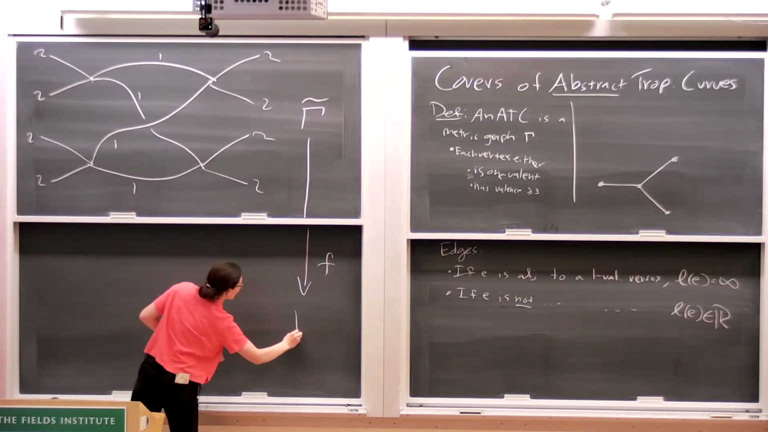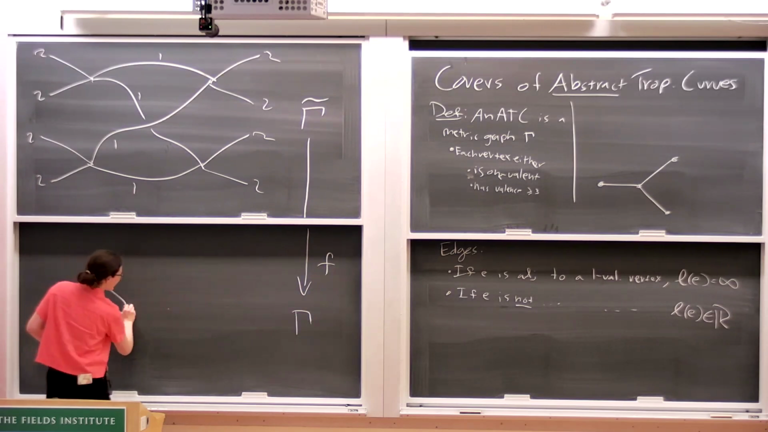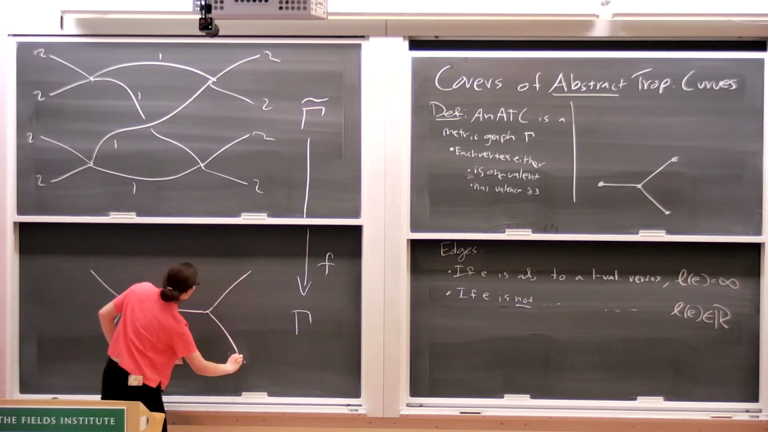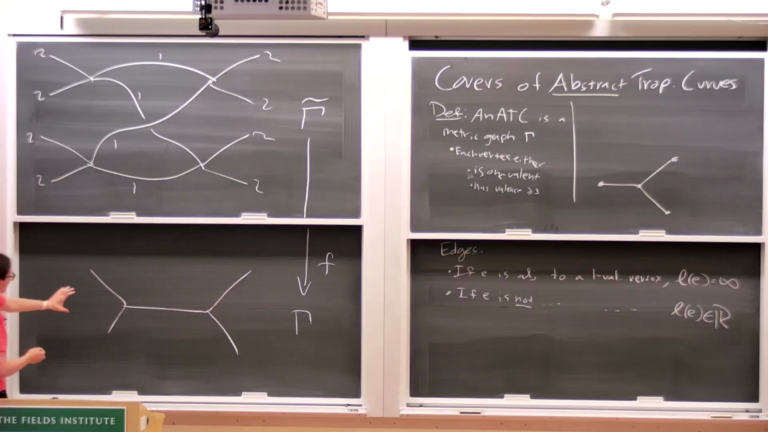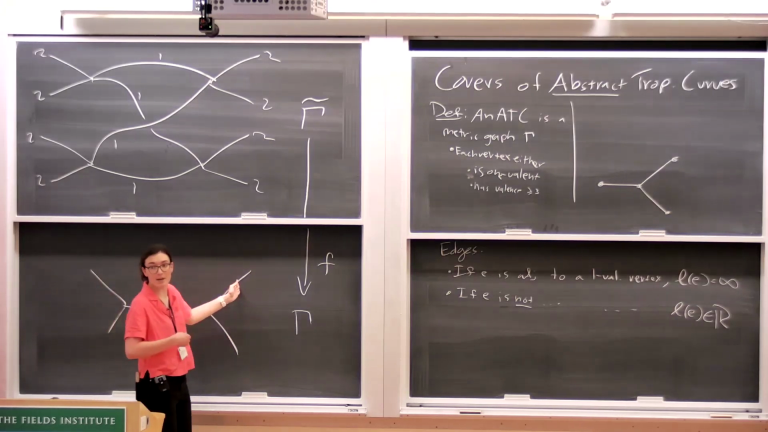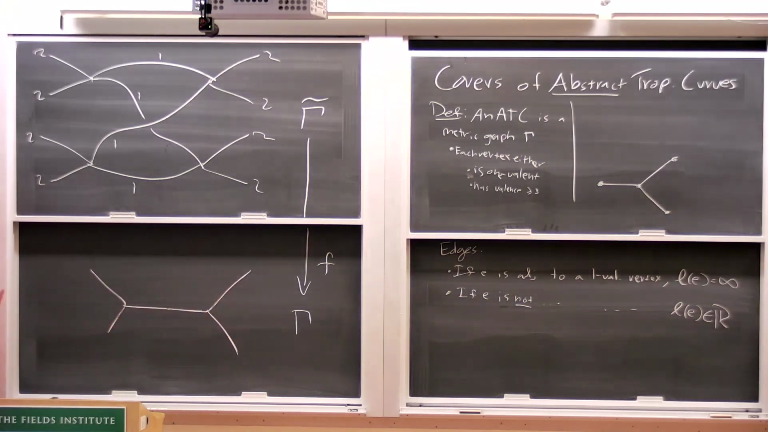And it goes down to a much simpler graph. This, right? So pretend this is in line with these vertices here. So this is a degree 4 map, right? Because each preimage, if we add up the weights of the preimages, we get 4.